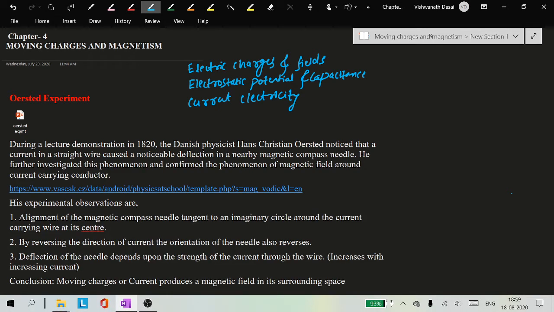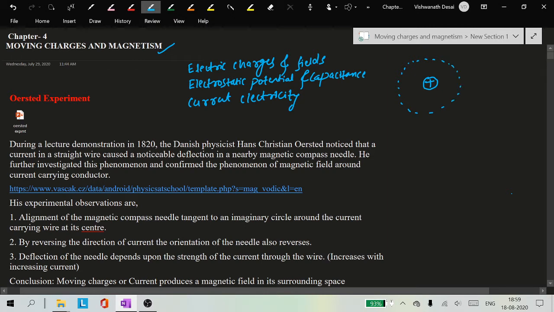Today we are studying moving charges and magnetism. Before introducing this chapter, let us have a brief look at what we have studied in previous chapters. In electric charges and fields, there was a stationary charge, and all stationary charges produce an electric field around them.